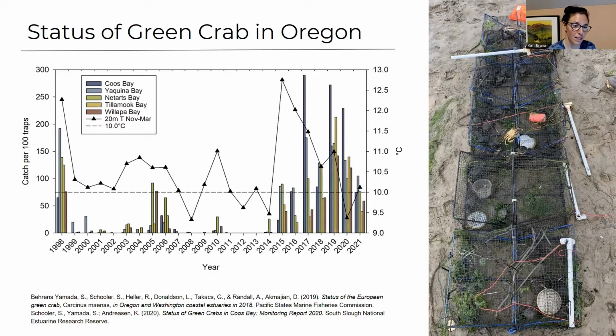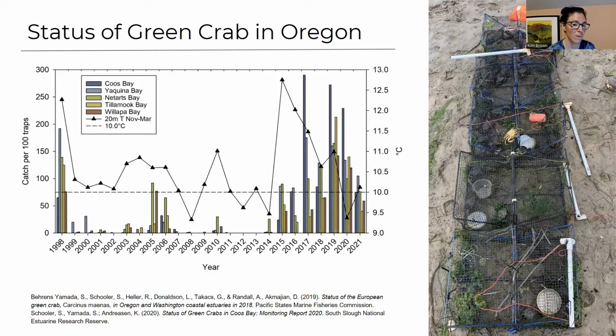The different colors here are the different bays that were monitored for green crabs. And then this black line is water temperature. And so it's across from 1998, when they first showed up in Oregon, to 2021. And so, as I said before, after they first arrived, populations were fairly low.